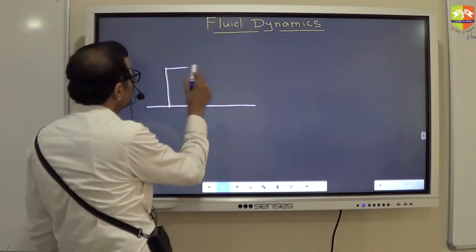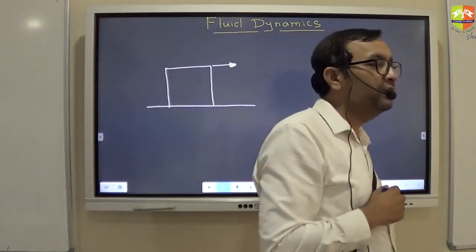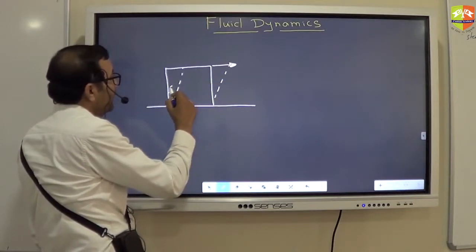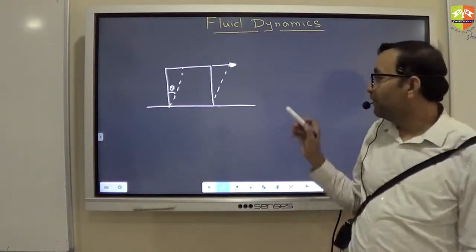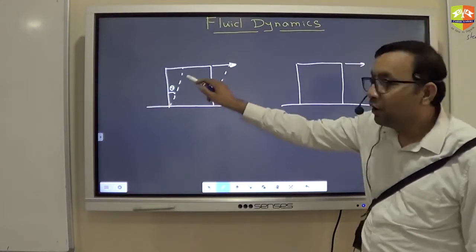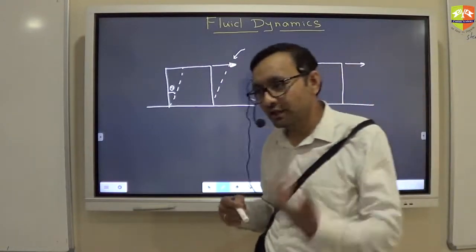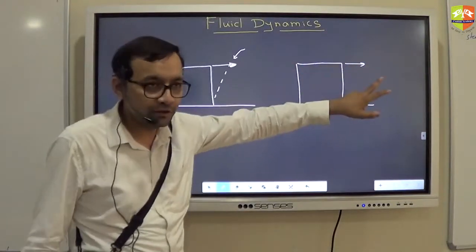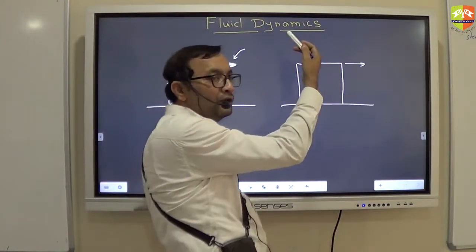So when you take a solid and apply a shear force like this, what happens to the solid? The solid will get deformed like this. There will be an angle of deformation, and shear strain will be there. But when you take a fluid, the solid offers some resistance against this external force, and that is the shear stress. Whereas the fluid offers no resistance to the shear force. Are you getting the difference? So the shear stress is almost zero in the fluid.